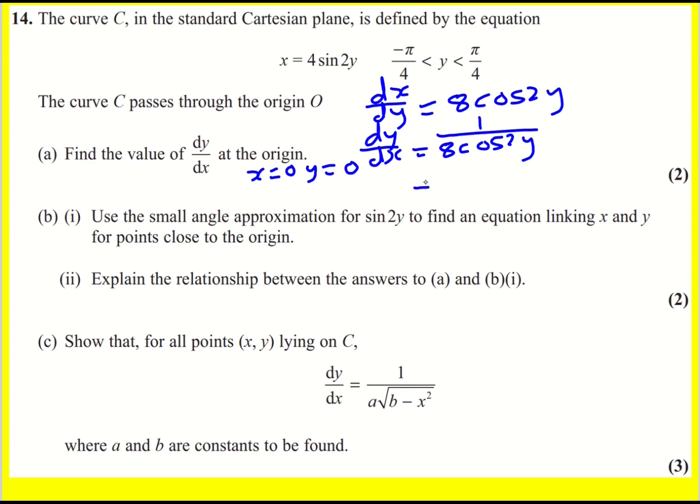So in this case, cos is just 0. It becomes 1 over 8 cos 0 rather. Let's just say that. And therefore, I'm going to get an answer of 1 over 8.